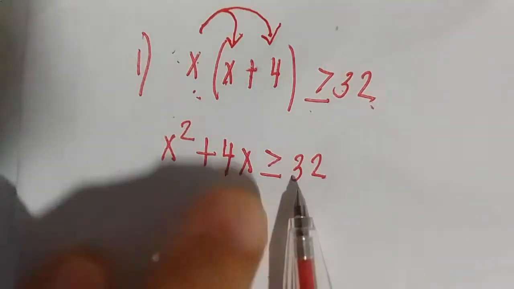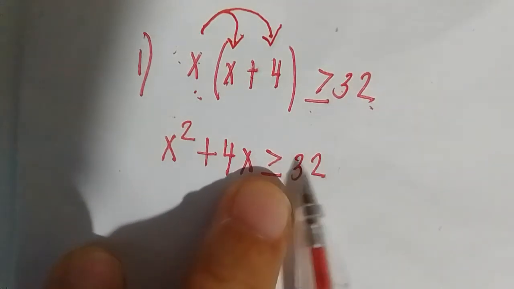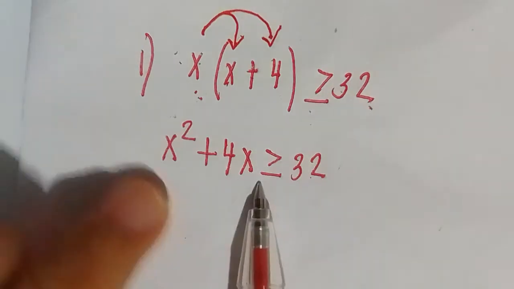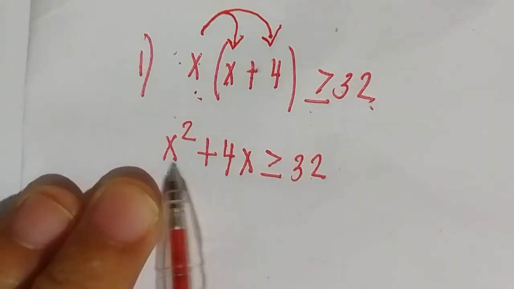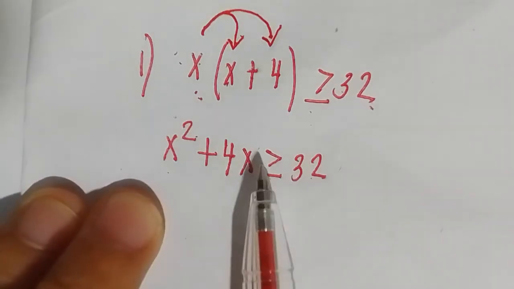So, in this case, the right side of the equation is 32. We will move it so that the right side becomes 0. And then, the left side is already in order: the power of 2 comes first, followed by the power of 1 on the variable.